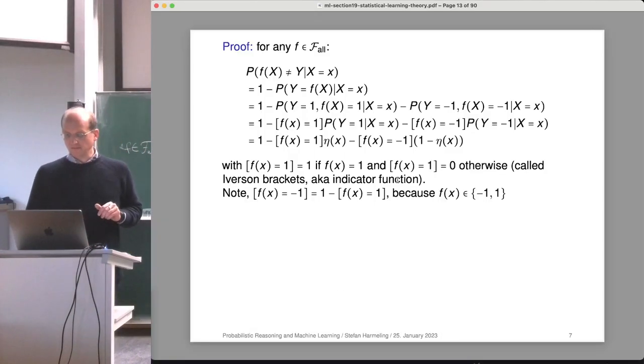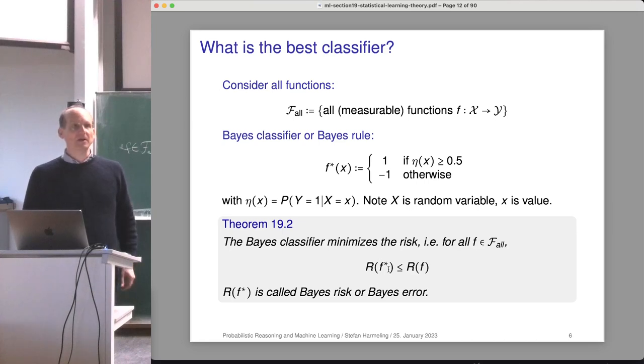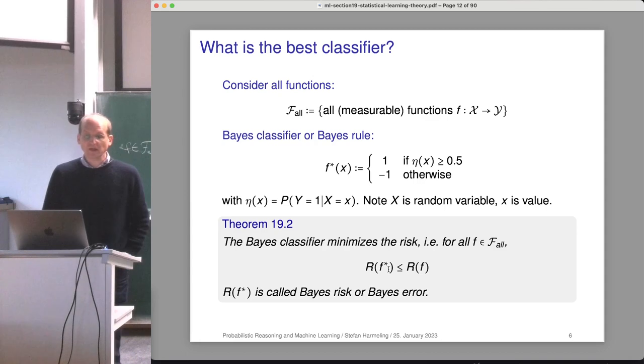So what have we proven now? So we've proven now that the Bayes classifier minimizes the risk. Okay, so there is some optimal solution. This R of F star also gets a name. It's called the Bayes risk or the Bayes error. Okay, and that is just a number that, depending on the probability distribution P, will be the smallest achievable risk. So it doesn't depend on a data set or anything. It doesn't even depend on the class of functions you are looking at. So the Bayes error considers all possible measurable functions. But it then just outputs some number. Okay, so far so good.